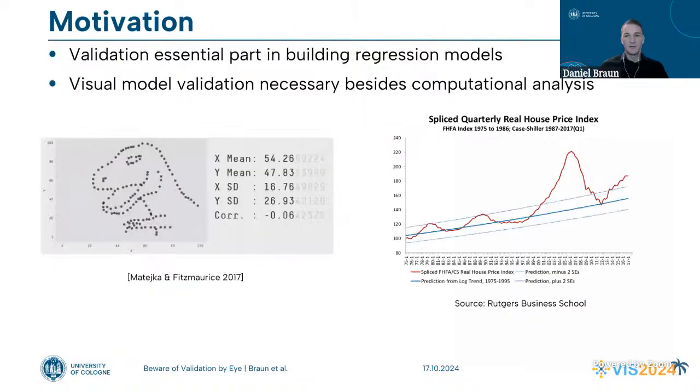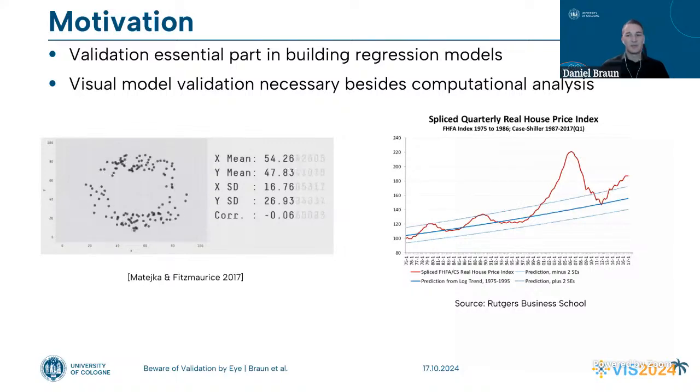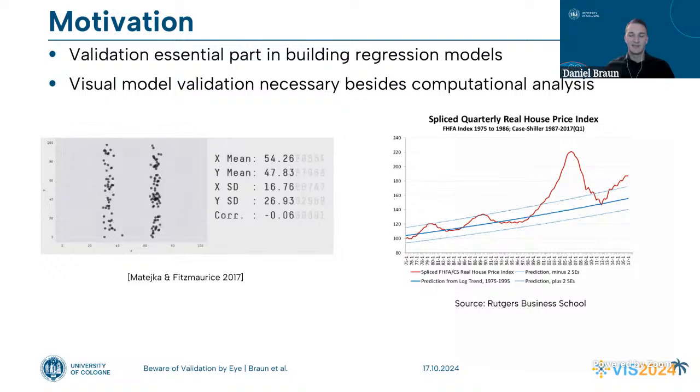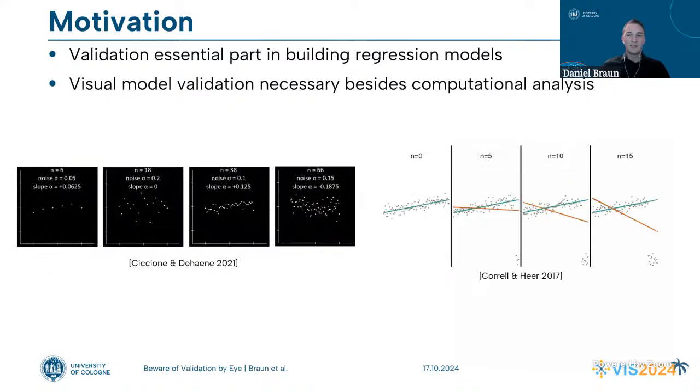The motivation for our work was that validation in general is an essential part of building regression models. But often, statistical analysis alone is not sufficient to validate model results, and additional visual testing is needed. Examples for this are the dinosaur data sets or also Simpson's paradox. And when we looked at the literature, we saw that the visual estimation of linear trends has been widely researched in the past, but visual validation remained under-investigated.